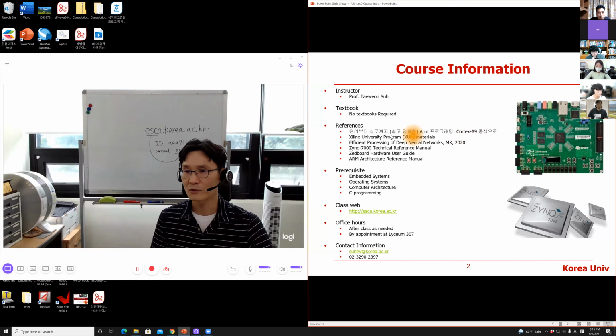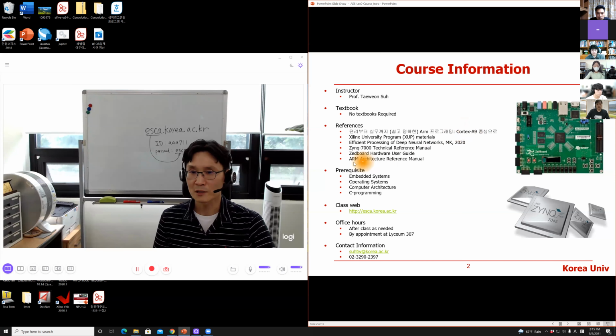I try to use very friendly and easy language to explain this Cortex-A9. And there is the ARM architecture reference manual. If that book is not sufficient, then you can use this. That is like the Bible to play with ARM CPUs. You can think of this book as a subset of this architecture reference manual. It is very lengthy, more than 3,000 pages.